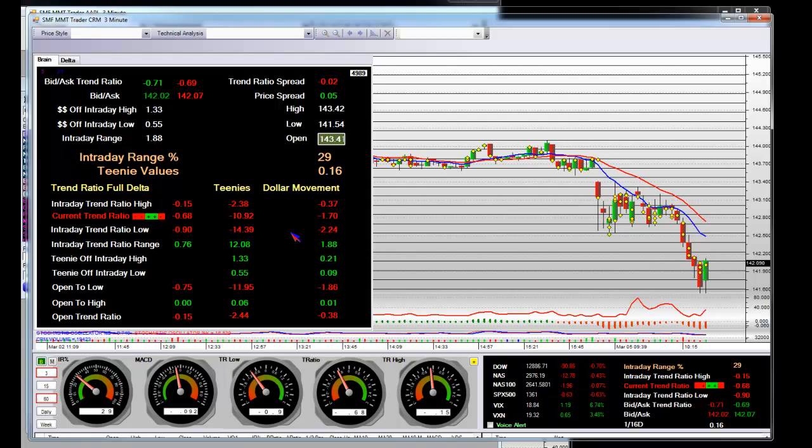Minus 14.39 teenies was minus $2.24 here at this intraday low. So you don't walk away from when they turn. You just know that when they're at 0, you let that play its course out. This is that great turn. Other equities will follow suit. That's that CRM update, 3-minute, right here.